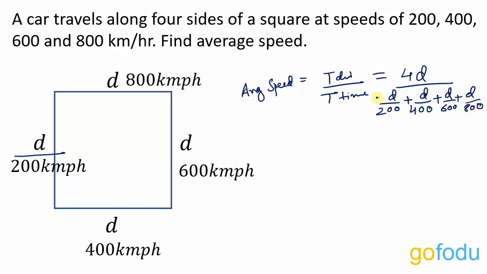d in the numerator and in the denominator will get cancelled, and finally we will get average speed as 384 km/h. Done.